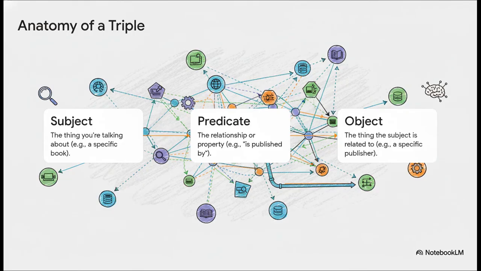Okay, so at the very heart of RDF is this, well, it's a beautifully simple idea, really. It's called the triple. Every single piece of information gets broken down into a 3-part statement: a subject, a predicate, and an object. So for example, this book, that's the subject, is published by, that's the predicate, this publisher, that's the object. This simple structure is like the fundamental atom of the entire semantic web.